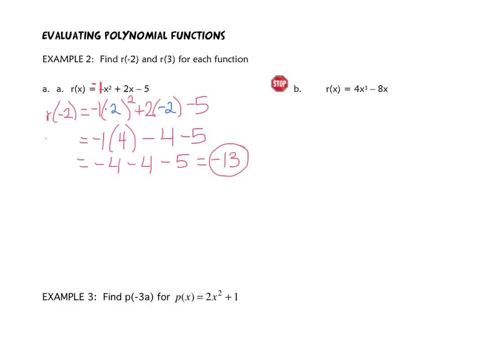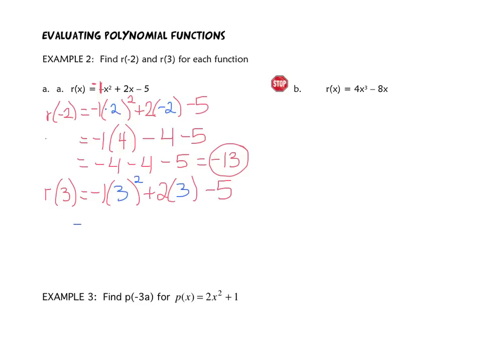To find r of 3, we're going to do the same thing. We're going to plug in 3 wherever there was an x. So we will get negative 1. I'm going to do the parentheses with a different color again, and put a 3 in there for the x. Oops, I forgot that squared.